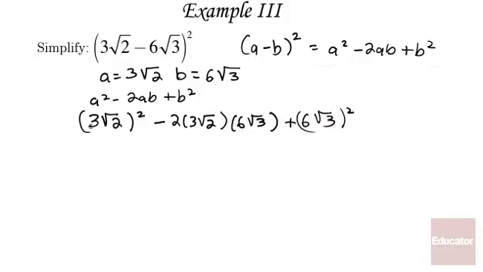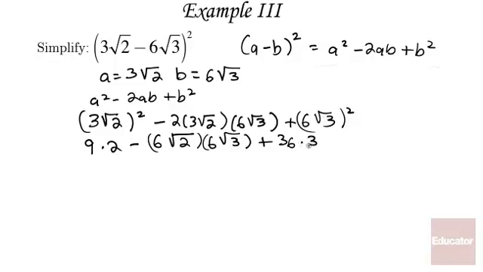Okay, now 3 times 3 is 9, so 3 squared is 9, and the square root of 2 times itself is the radicand 2, so that gives me 2 minus, now I need to go ahead and multiply out 2 times 3, which is 6, radical 2, times 6 radical 3, plus 6 times 6 is 36, radical 3 squared just gives me 3.